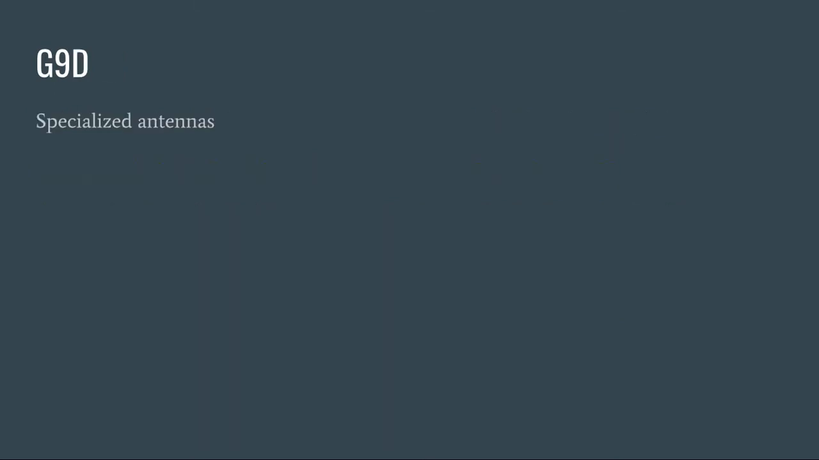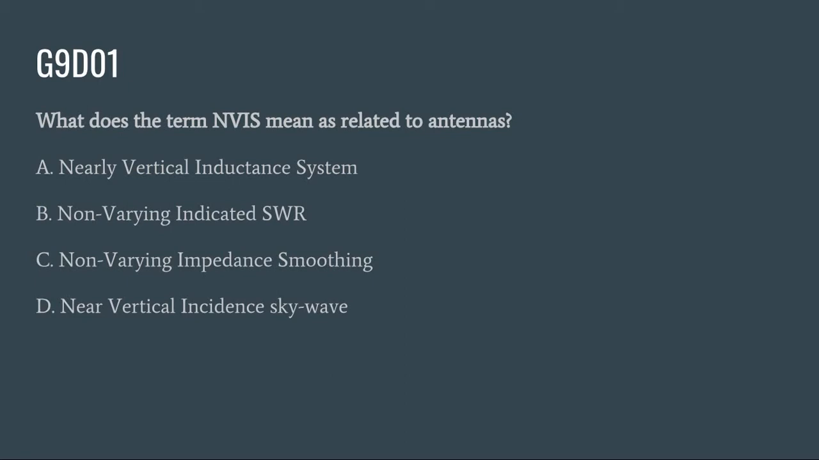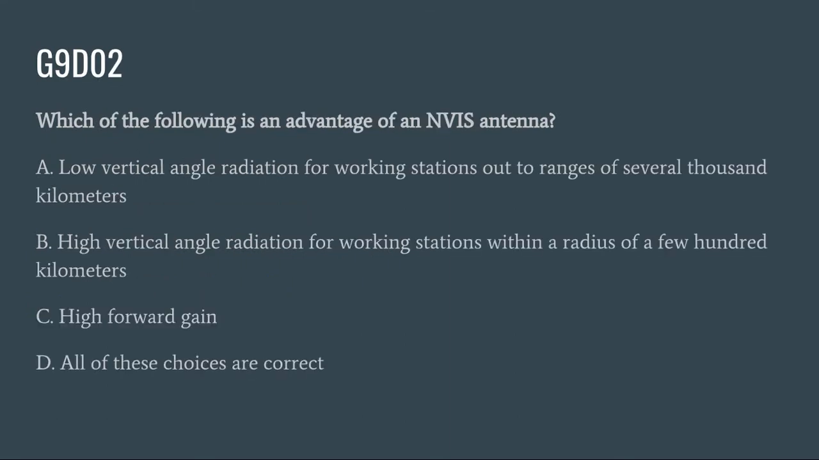G9D, specialized antennas. G9D01, what does the term NVIS mean as related to antennas? A. Nearly vertical inductance system. B. Non-varying indicated SWR. C. Non-varying impedance smoothing. D. Near vertical incidence skywave. Correct answer D. Near vertical incidence skywave.